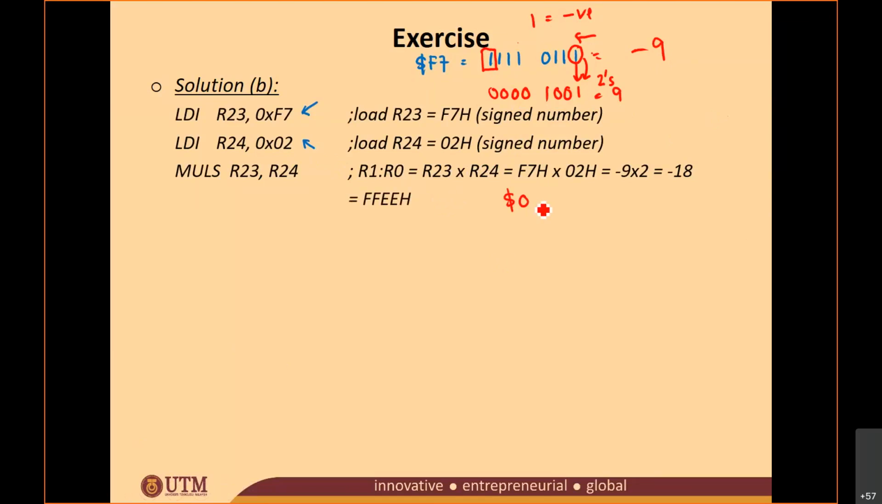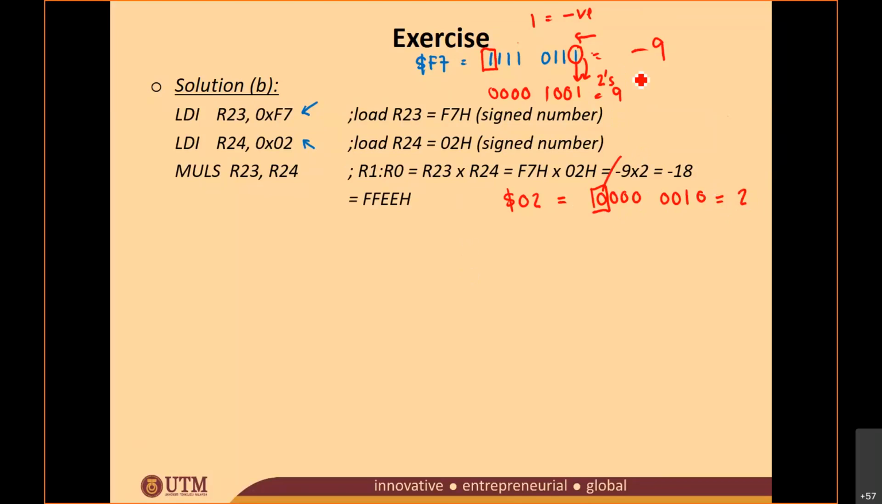02, convert to binary, you get 0, 0, 0, 0, 0, 0, 1, 0. Then check bit 7. Since this bit 7 is 0, then you know that this is a positive number. For the positive number, no need to do the second complement. So you just find out the magnitude. The magnitude is 2.